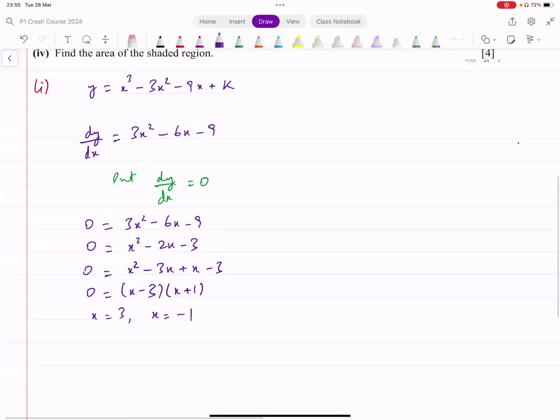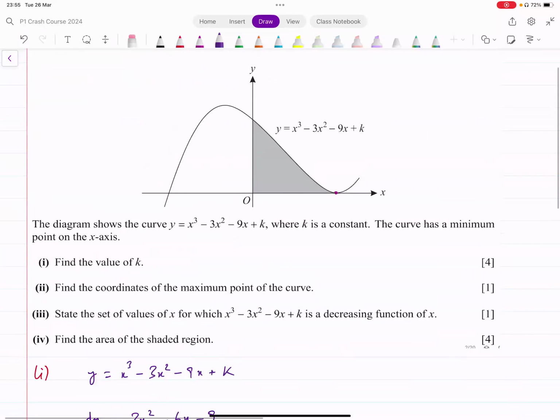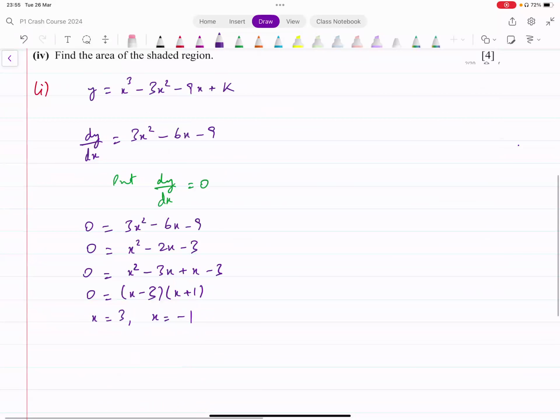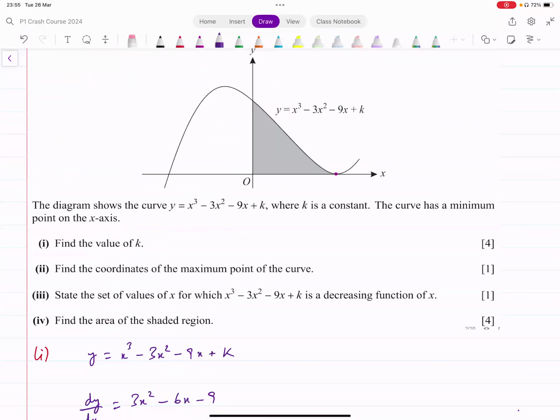So that means we have the turning points of this graph when x equals 3 and x equals minus 1. You can look at the graph. The positive one is 3, so this is 3. The negative one is minus 1, so this point here will have minus 1 as its x coordinate. Now, we don't need that for now, but maybe later.